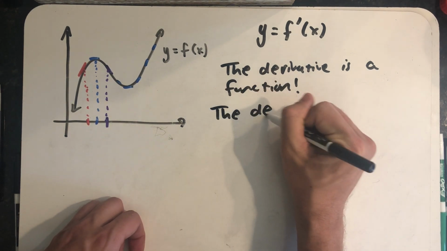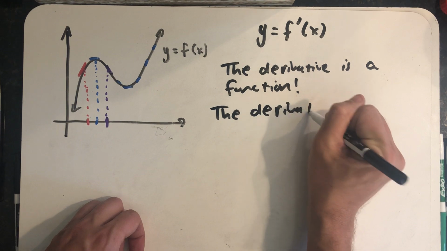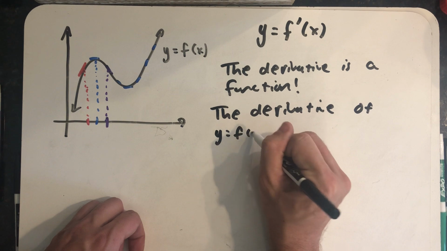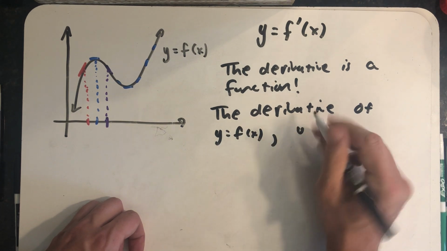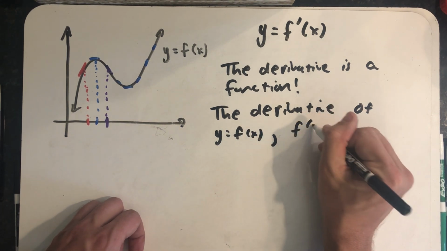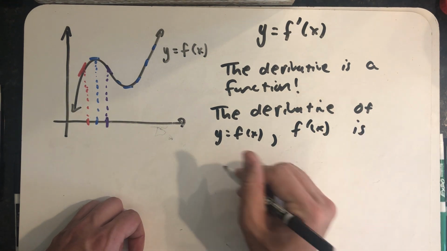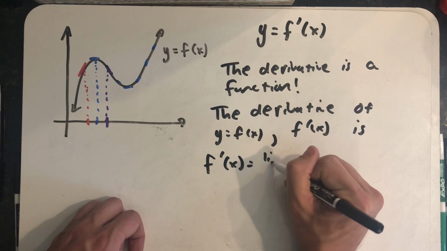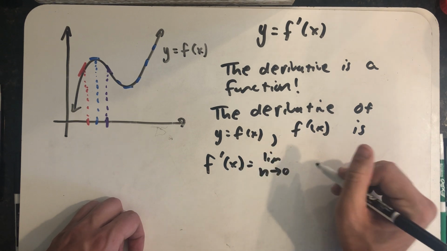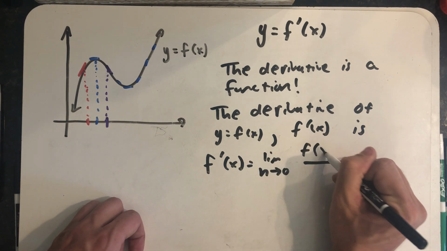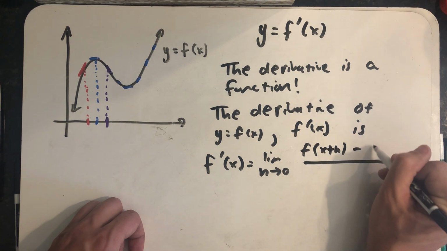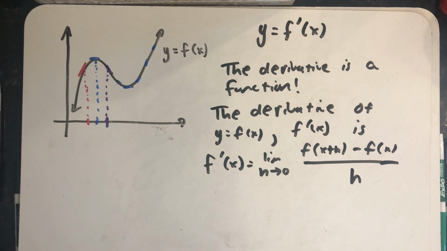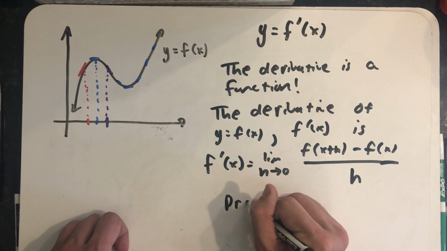The derivative of y equals f of x, denoted by f prime of x, is f prime of x equals the limit as h approaches 0 of f of x plus h minus f of x all over h, provided the limit exists.